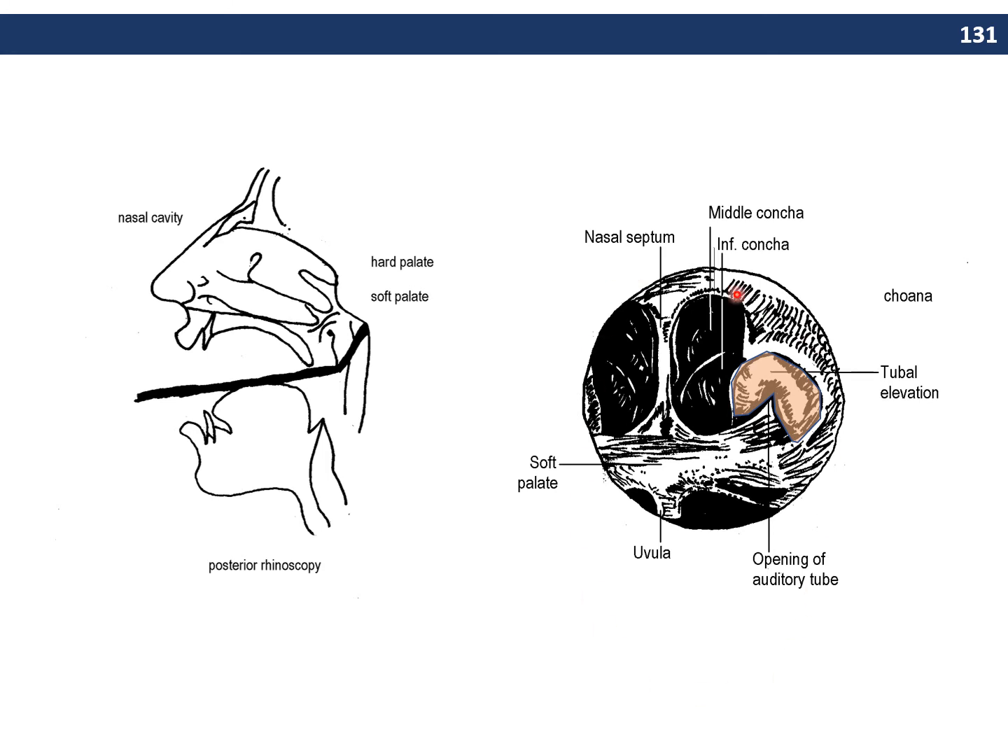So here is what we would see, right? So here are the choana, and then projecting from the lateral nasal wall would be the middle and inferior concha and the nasal septum, subdividing the two areas. The soft palate is here with the uvula, and then you'll see the torus tubarius, or mucosal outpouching that covers the opening to this auditory tube.